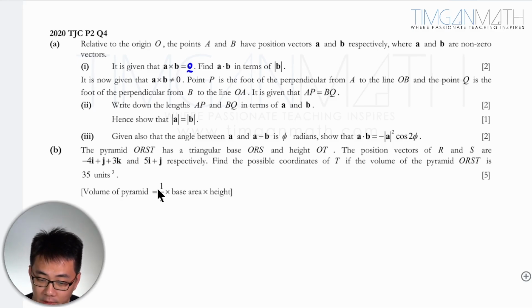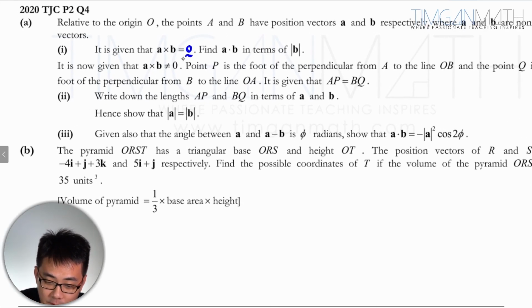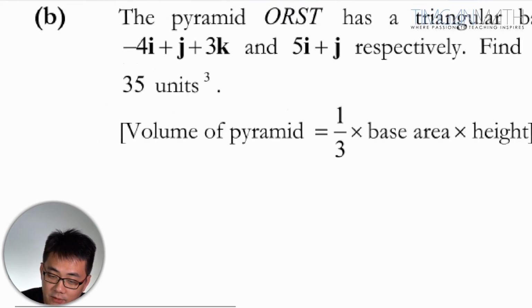Okay, relative to the origin O, the position vectors of A and B are non-zero vectors. It is given that A cross B is 0, and find A dot B in terms of mod B. Okay, great. So this first part here is very important. I think I've done this recently. I'm not sure where.